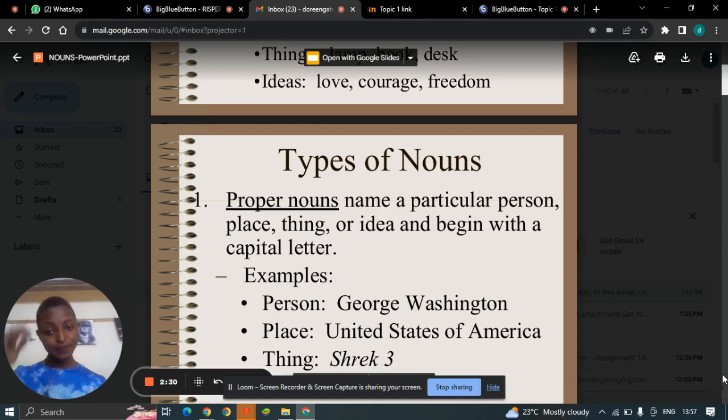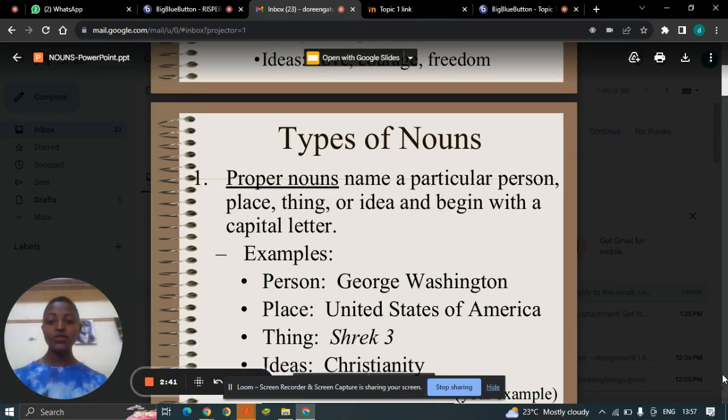We have the proper noun. A proper noun is the name of a particular person, place, thing, or idea, and begins with a capital letter. We have said in this definition of a proper noun, it's the particular person, place, thing. And this particular is the specific name of a place, thing, or person. For example, for a person, we have George Washington. You can give your own examples. If you are talking about a girl, the specific name of that girl is maybe Doreen. So the proper noun in that example is Doreen.